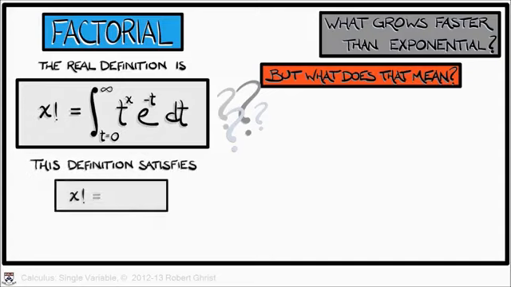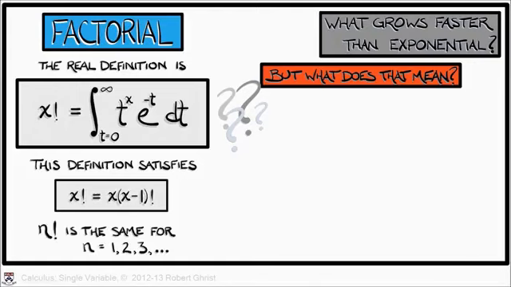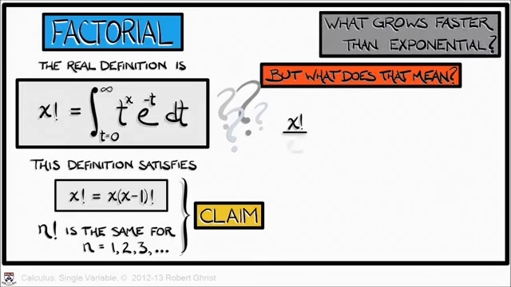But for the moment, one thing to know is that this definition satisfies the property that factorials have, namely that x factorial equals x times (x minus 1) factorial, at least for x positive. And also, n factorial, for an integer, agrees with this definition. Now, I'm not going to prove that now. We'll talk about that later in the course.